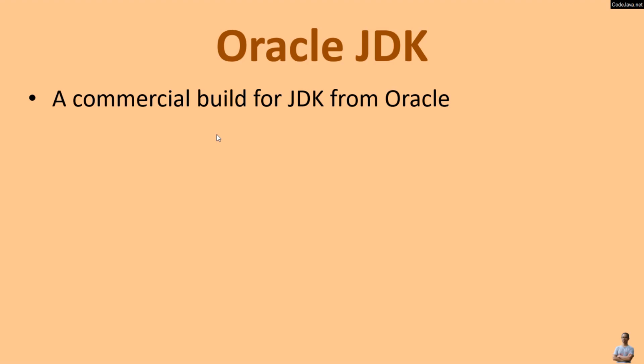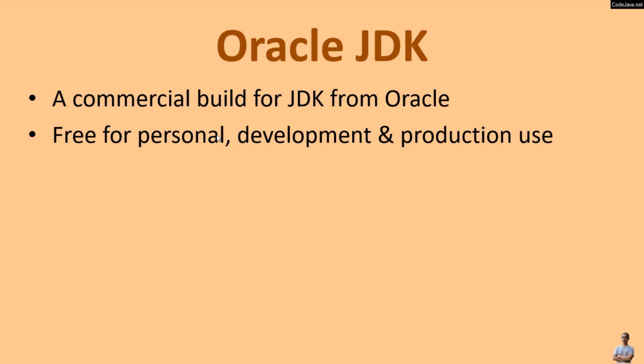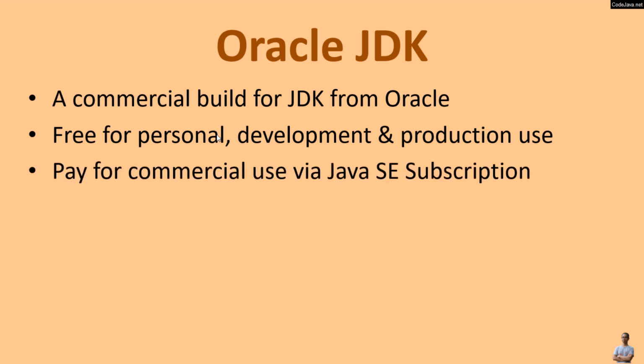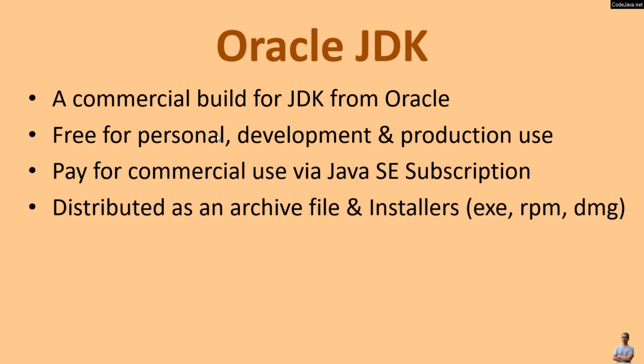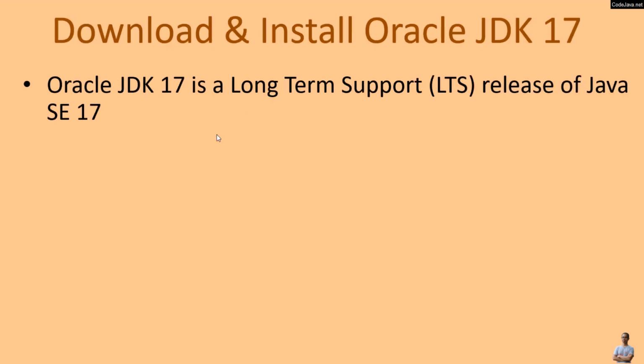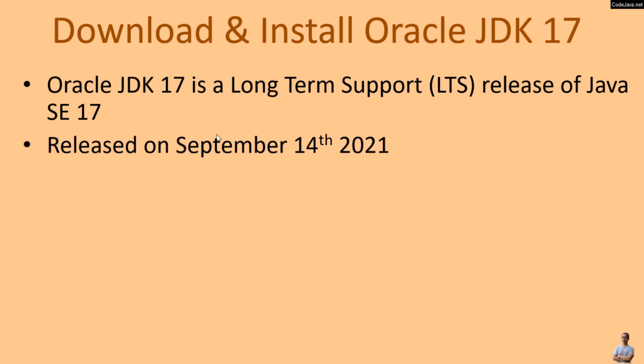You know, Oracle JDK is the commercial build for JDK from Oracle, the steward of Java technology, and it is free for personal development and production use, and organizations must pay for commercial use via Java SE subscription. And Oracle JDK is distributed as an archive file or installer such as EXE on Windows, RPM on Linux, and DMG on Mac. And Oracle JDK 17 is a long-term support or LTS release of Java SE 17, and it is released on September the 14th of 2021.